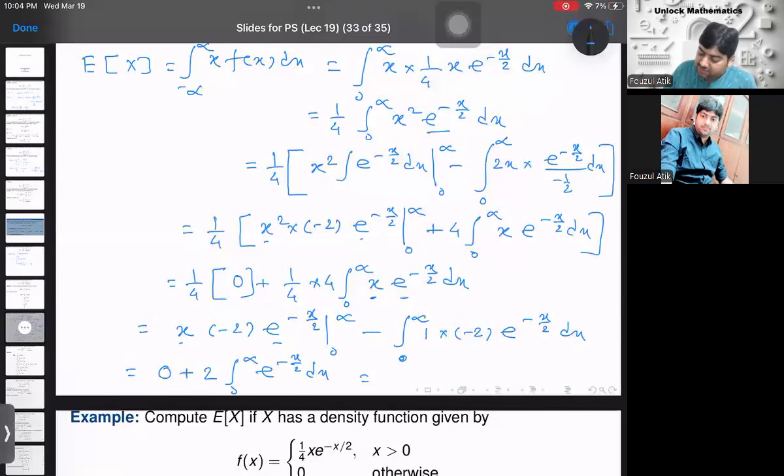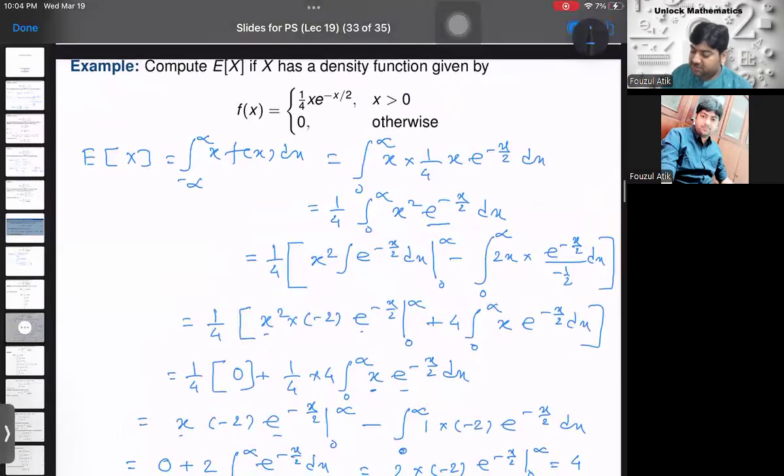So this one again, if you do the integration, e to the power minus x by 2, so 2 into minus 2 e to the power minus x by 2 between 0 to infinity. The infinity value will give you 0, and at 0 it gives 1, so minus 0, therefore it is minus 4 into 0 minus 1, therefore this value is actually 4, right? So the expected value of this random variable is 4.